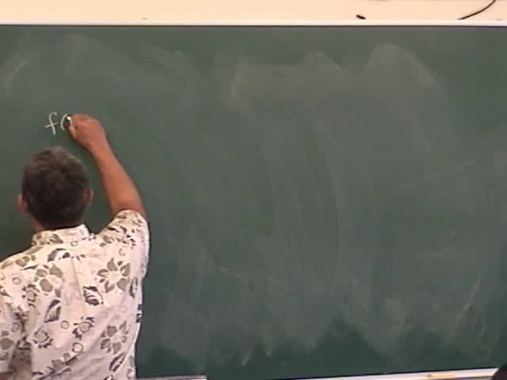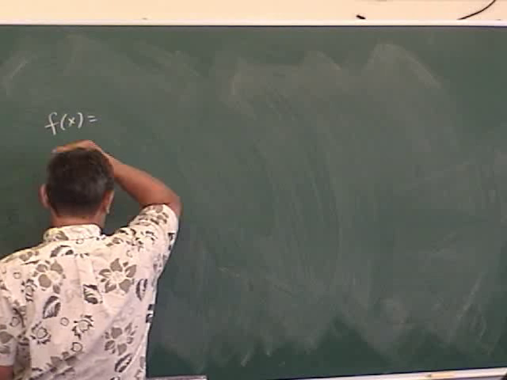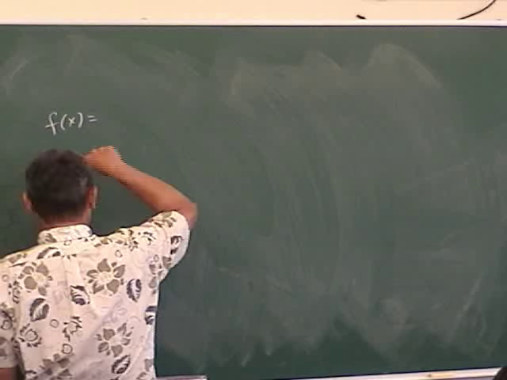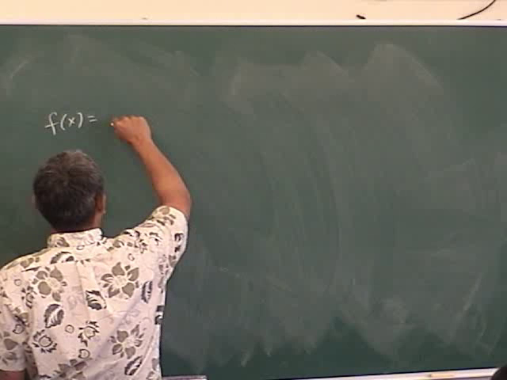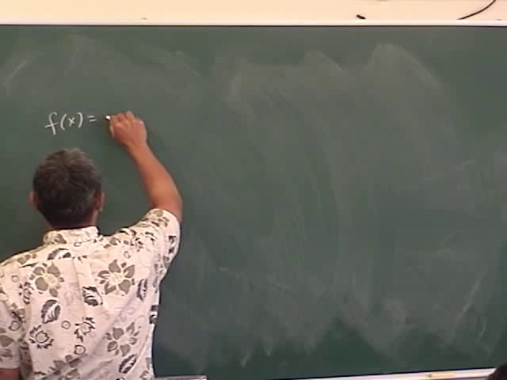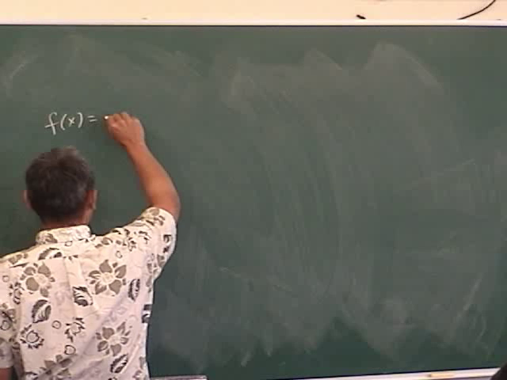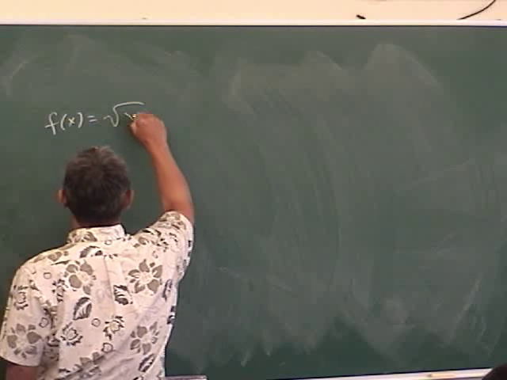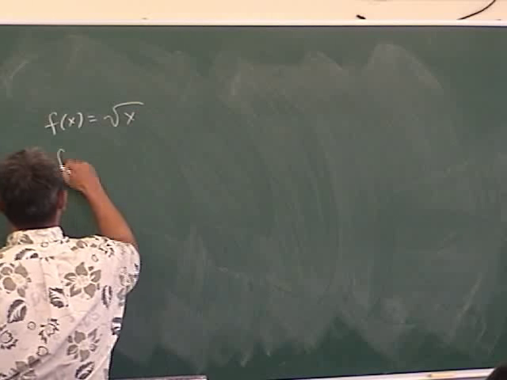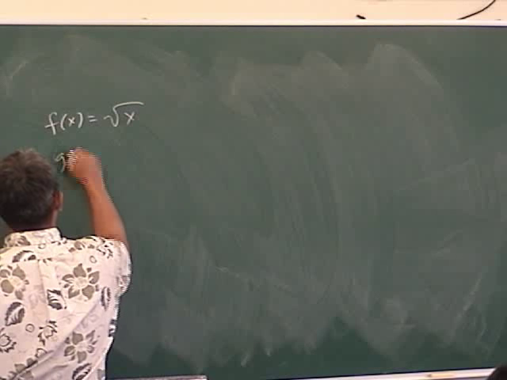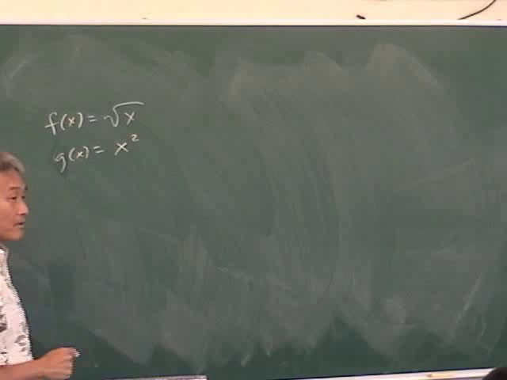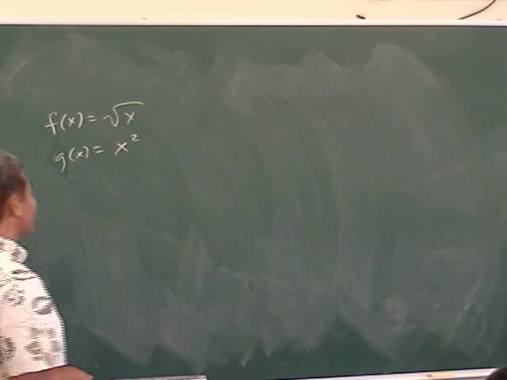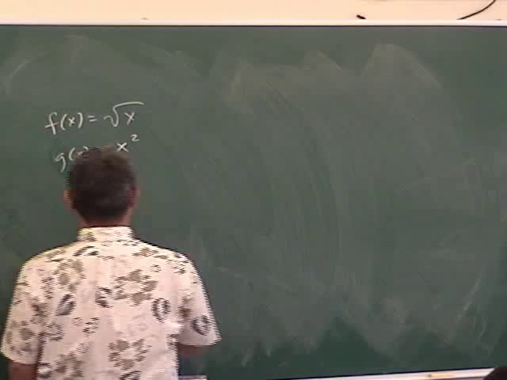F of x is equal to, I don't want to do the same as tonight's homework. Should I make it a little different? Why don't I just do the same problem? G of x is equal to x squared, right? Isn't this one of the problems of tonight's homework? Yeah, you're going to make me do it tomorrow anyway, right? Okay, here, graph.